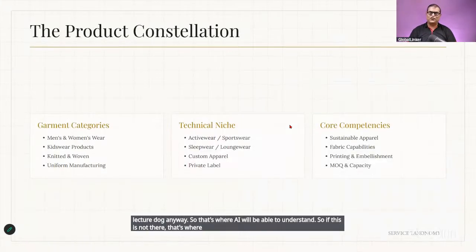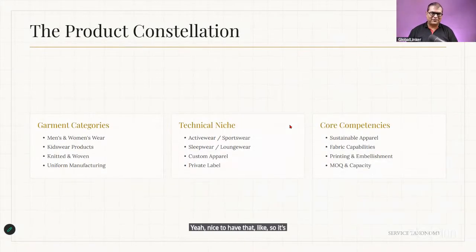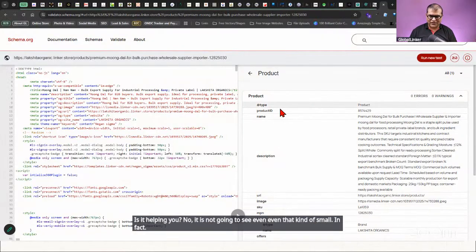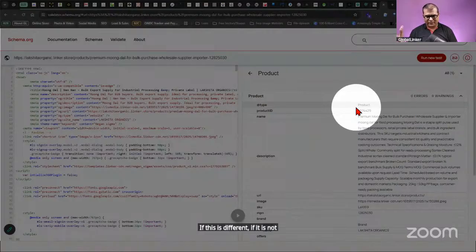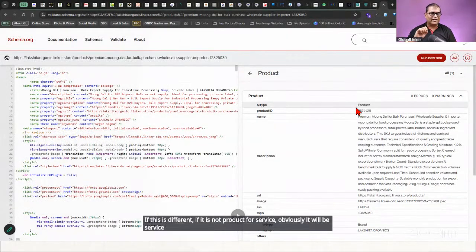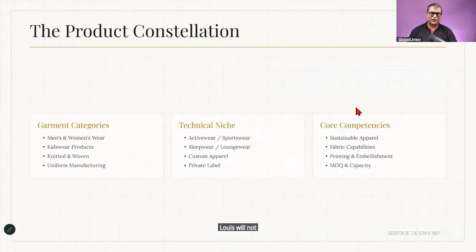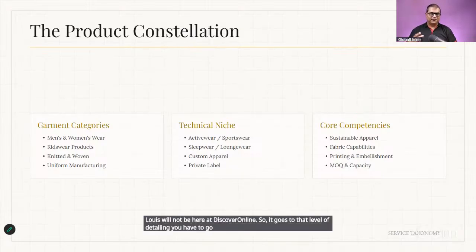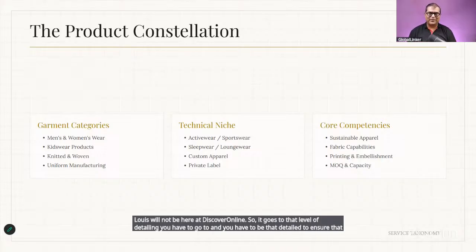So if this is not there, yeah, website, nice to have that. So it's a website which is there. You are happy that you have a website, but is it helping you? No, it is not going to. See, even that kind of small. In fact, if this is different, if it is not product or service, obviously it will be service. But if it is not product, you will not be discoverable, right? So it goes to that level of detailing. You have to be that detailed to ensure that your business becomes AI discoverable.